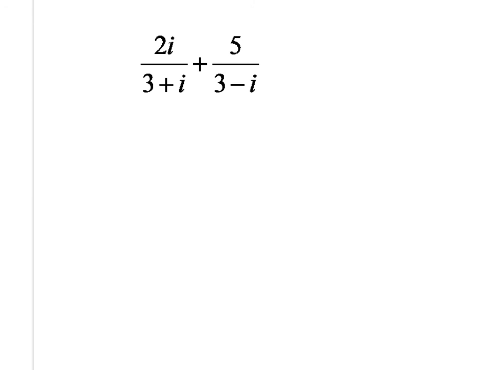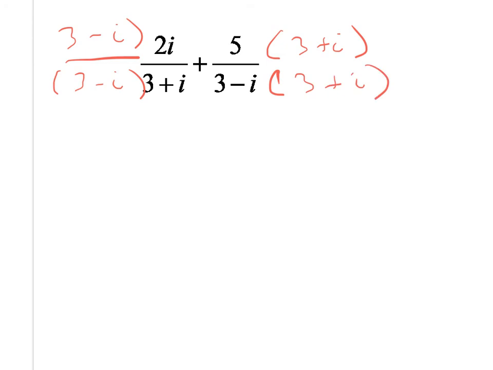Okay, let's add some complex fractions here. First, I'm going to get a common denominator, which is 3 plus i times 3 minus i. So on the left side, I'm going to multiply by 3 minus i, both top and bottom. On the right side, I'm going to multiply by 3 plus i, both top and bottom.